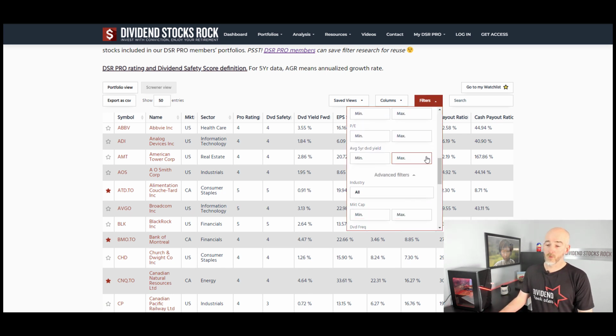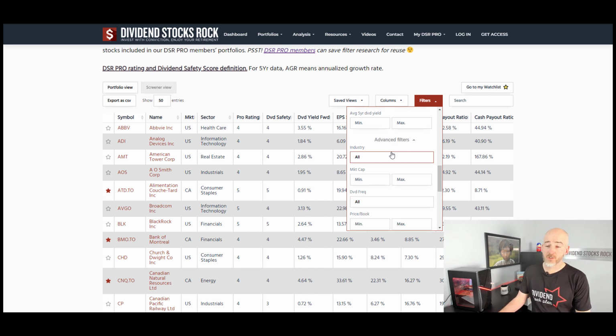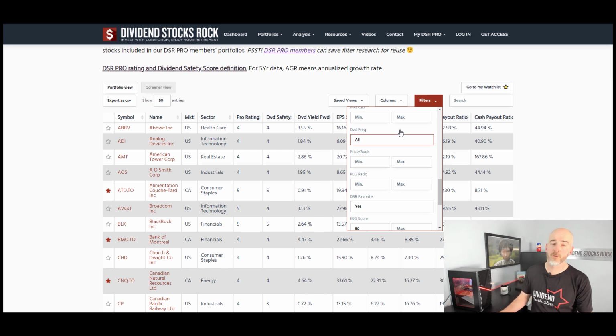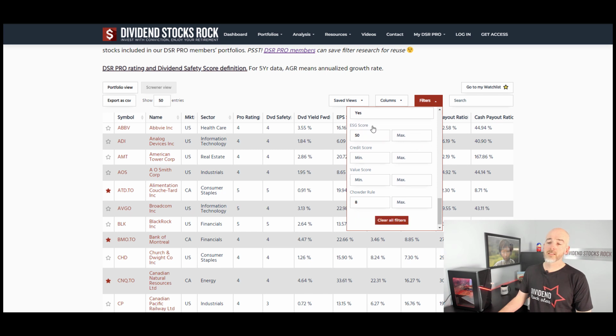So going down a little bit below, we have advanced filter. This is where you can add the industry or the market cap, the dividend frequency if you're looking for monthly dividend payers. But what I put here is the minimum ESG score. ESG stands for environmental, social, and governance. So it's very trendy. Just want to have like a basic score.